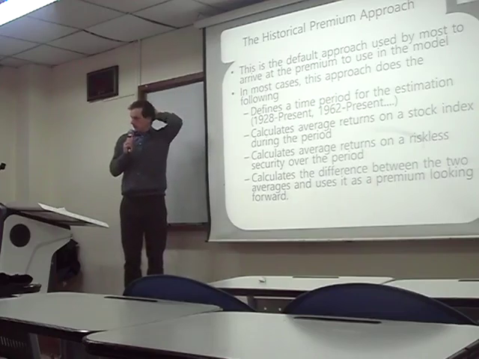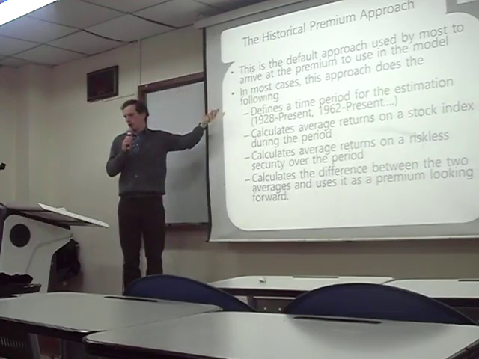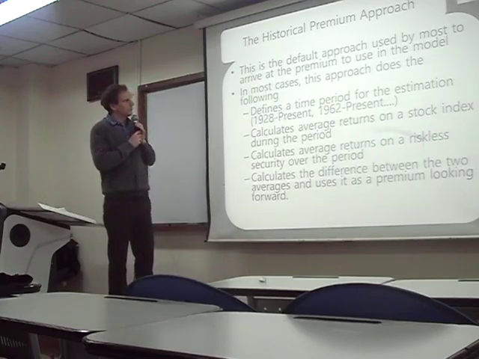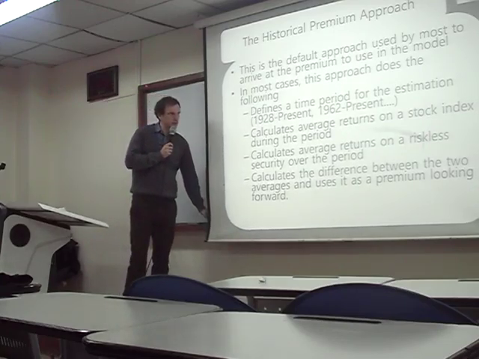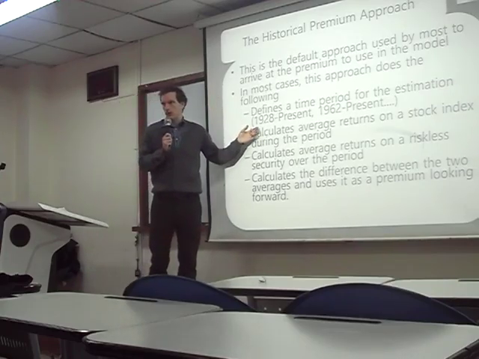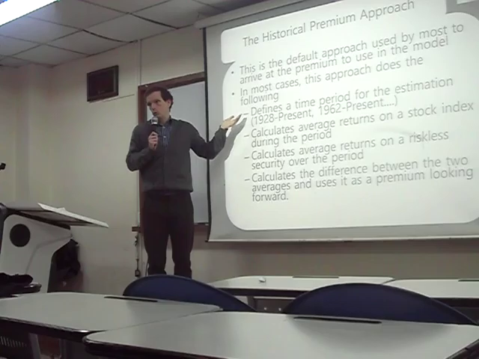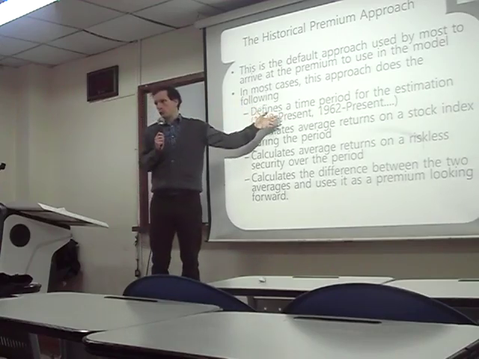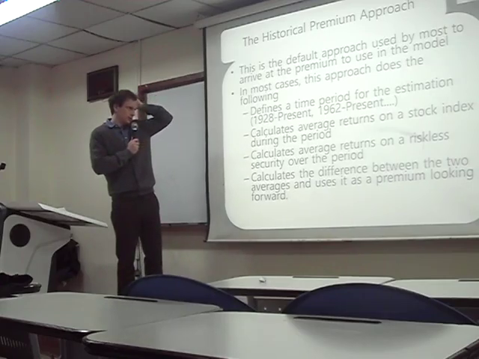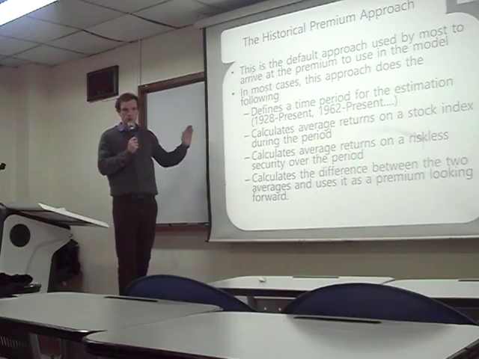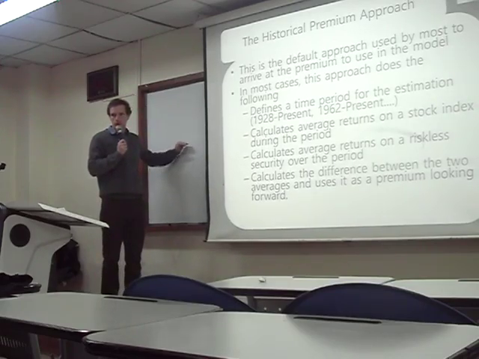So the historical data approach is the default approach, means the most used approach, used by most to arrive at the premium. So on your second assignment, you will be finding the cost of equity, the cost of debt, and the cost of equity for a company. Okay? So you will have to decide, will I use the historical premium or the implied premium? That's your decision. Okay?